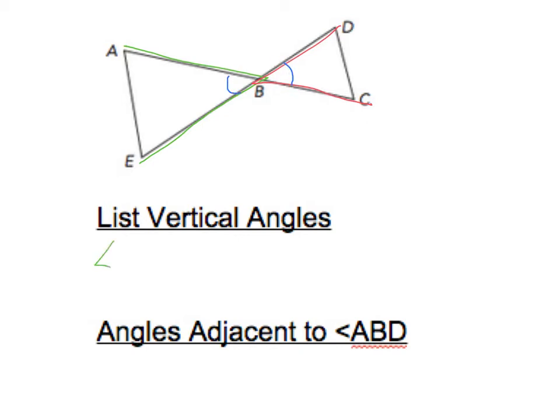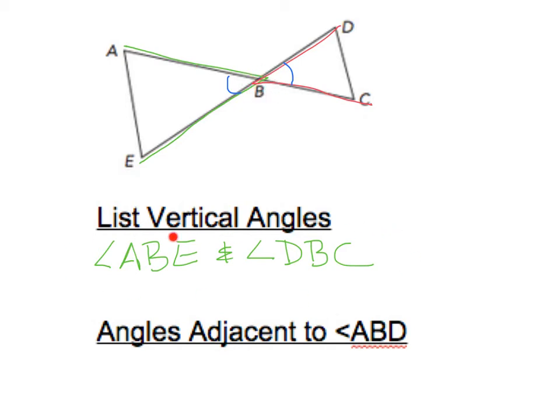When we list them, I'd put a little angle symbol, angle ABE, and angle DBC. So again, A to B to E, D to B to C. Notice how when I name them, I go in that exact order. I don't jump around. I go A to B to E. The middle letter is called the vertex, and it is very important that you have that in the middle.